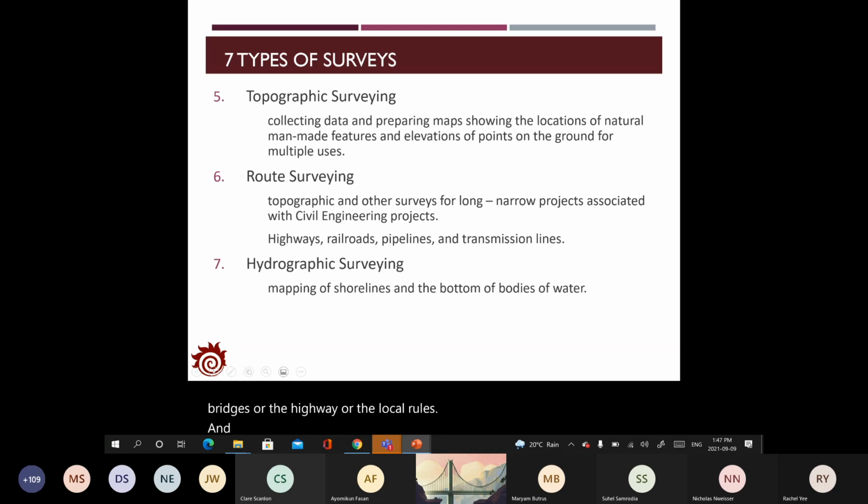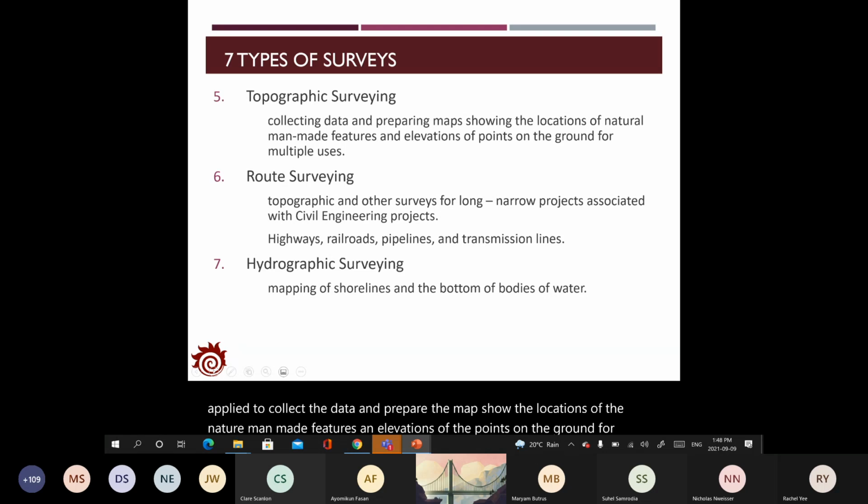And the fifth one is called topographic surveying. It's applied to collect data and prepare a map to show the locations of natural and man-made features and elevations of points on the ground for multiple uses. This is especially important for the generation of maps, and it could also be very useful for civil engineers, especially transportation engineers, to build roads in some rural areas.